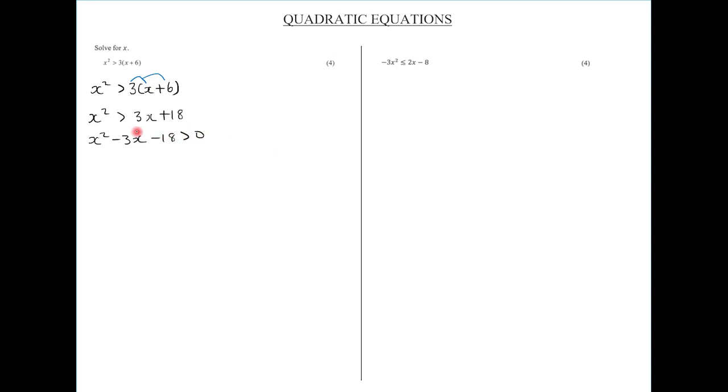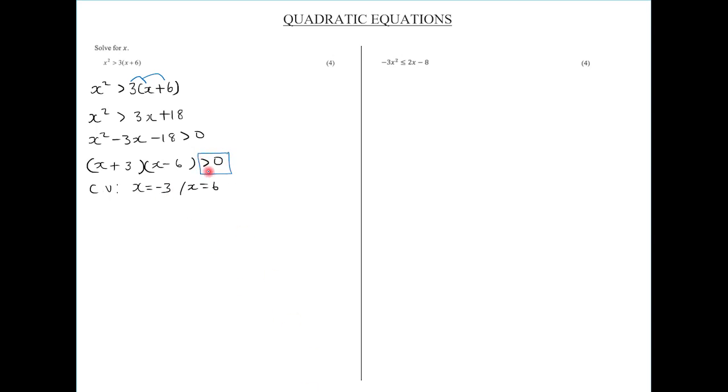What do I do after this? I need to factorize. So if I'm factorizing here, I will have my two brackets greater than 0, and then I'll have x and x. Now the factors of 18 that can give me 3 are 3 and 6. Now 6 is the bigger factor, so it's going to take the sign of the middle term, and negative times negative is going to be positive. So this means our critical values are x equals minus 3 or x equals 6, right?